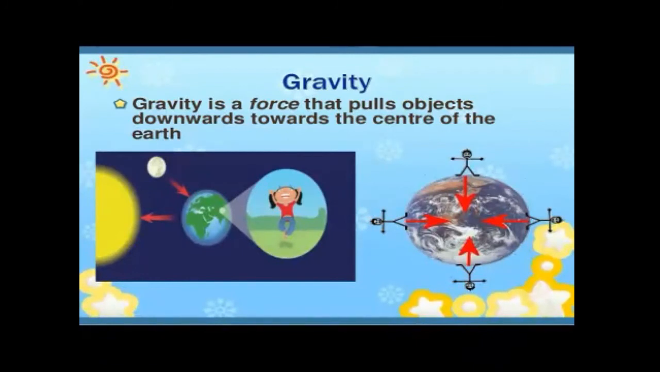So beta, this is why when you let something go, it falls down. So this is about gravity. Have you got it? So gravity is an attractional force.